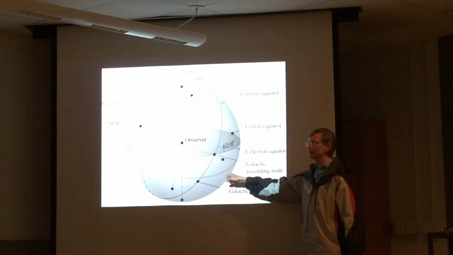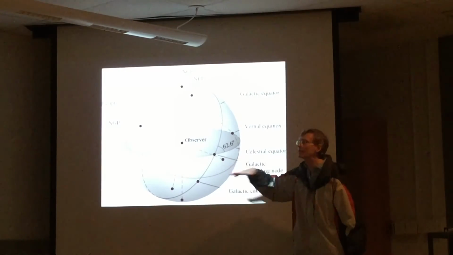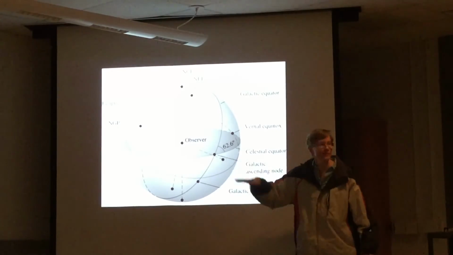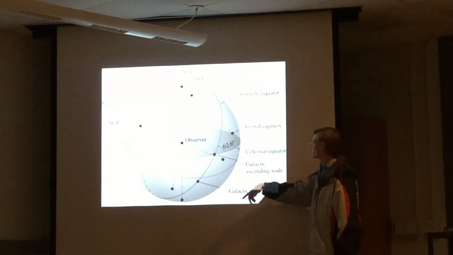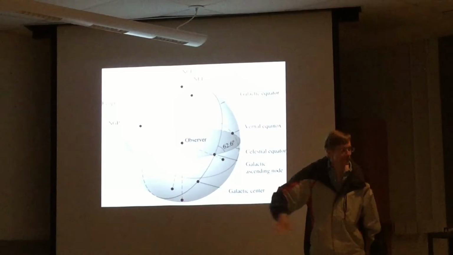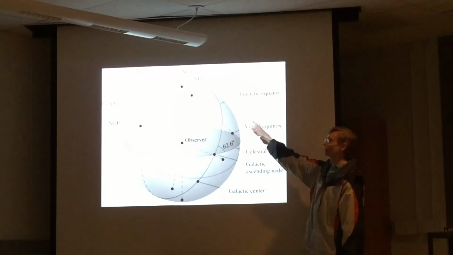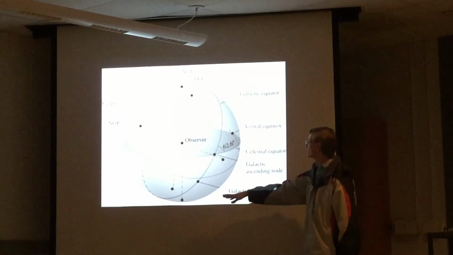In ecliptic coordinates, I'm sorry, I misspoke. The celestial equator is the projection of Earth's equator onto the celestial sphere. I was thinking of the ecliptic coordinates. With ecliptic coordinates, that's where you project the ecliptic, the plane of Earth's orbit, onto the celestial sphere. And then its poles are the north ecliptic pole and the south ecliptic pole.